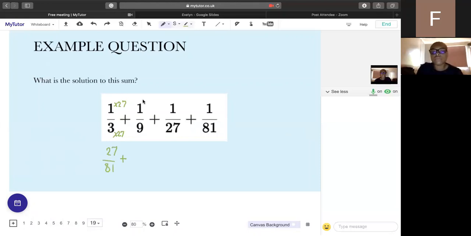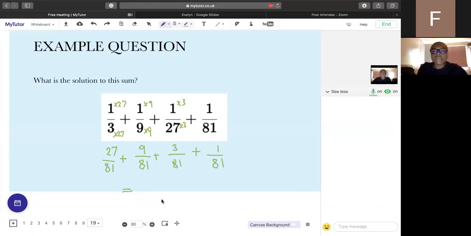Our next one, 1 over 9, we know that 9 times 9 gives us 81, so we need to multiply our 1 by 9. So we've got 9 over 81. Our next one, 27 multiplied by 3 gives us 81, so we've got 1 times 3, so we've got 3 over 81, and then we can add our 1 over 81 at the end as well. We're just going to add our numerators because we're adding our fractions. So it's going to be 27 plus 9 plus 3 plus 1 all over 81.